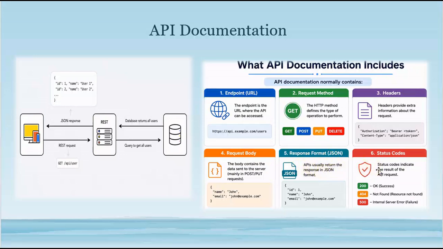And one more is status codes. Status codes indicate the result of the API request: 200 OK for success, 404 Not Found, and 500 Internal Server Error. These are the status codes.